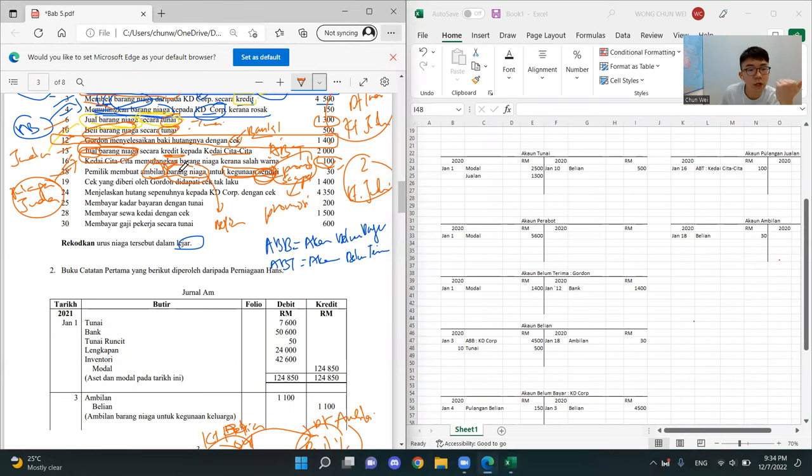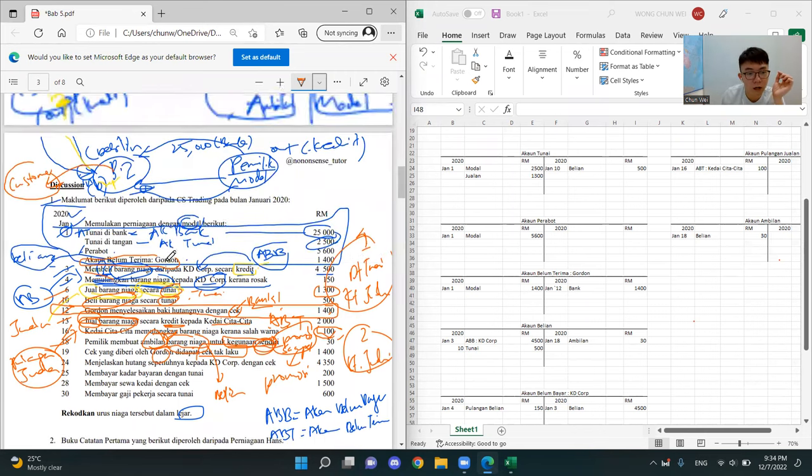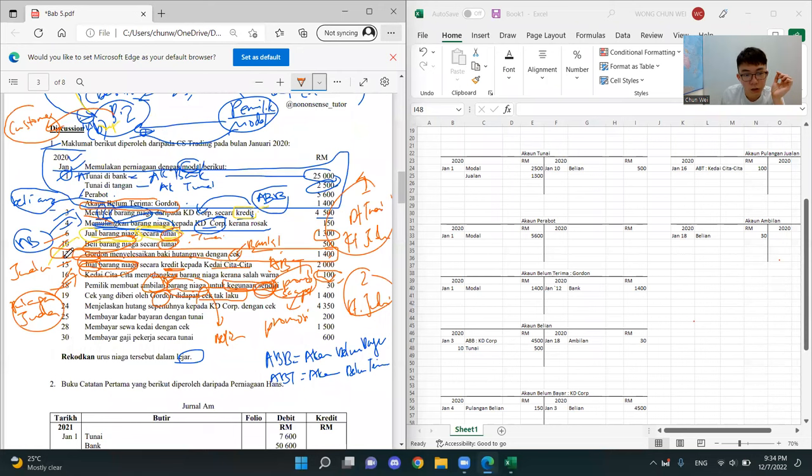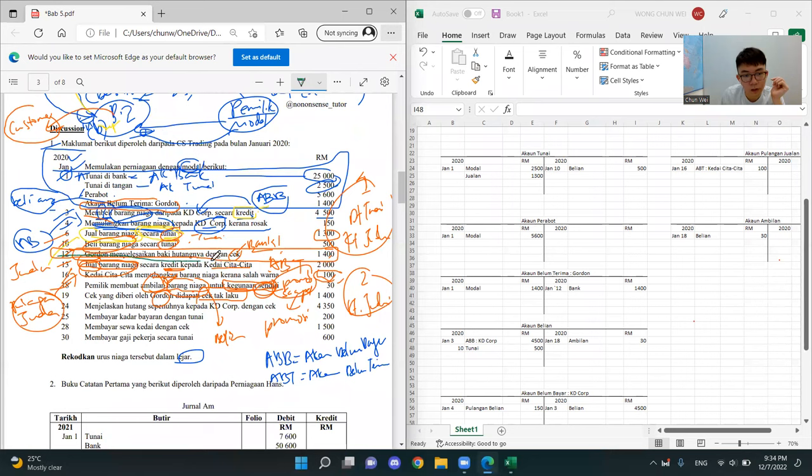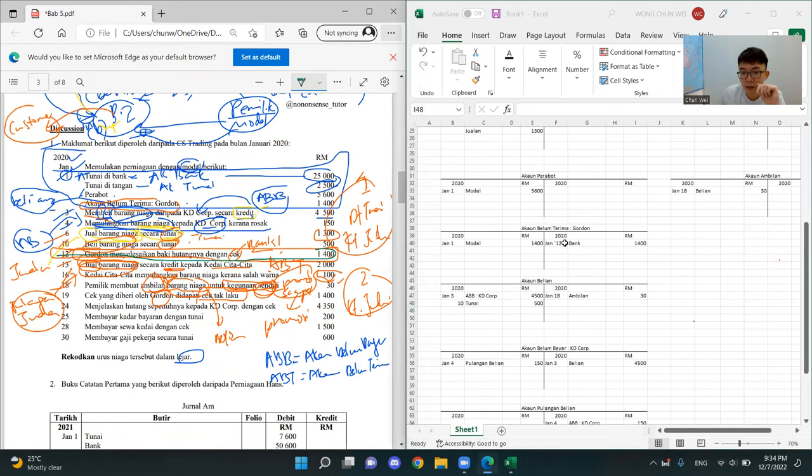Okay, it goes to 19. Cek yang diberi oleh Gordon ditolak, cek tak laku. When you see a cek tak laku, what is cek tak laku? Cek tak laku maksudnya, the cheque is not successful, just like payment not successful. All right, so tak berjaya. So when that thing happens, I need to reject the amount. So tadi Gordon, when you look back, you look for Gordon in 12, Gordon menyelesaikan baki hutangnya dengan cek, 1,400. Therefore, tadi already, credit my ABT and debit my account bank because money comes in.